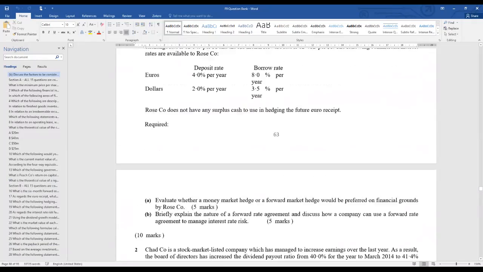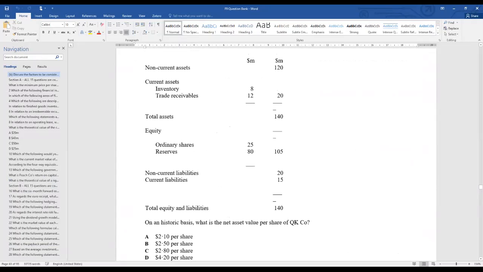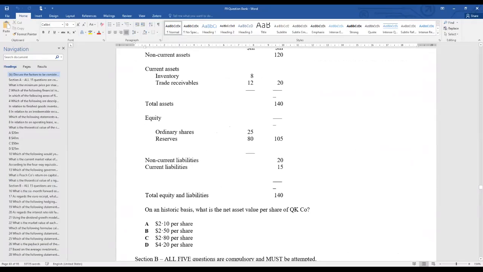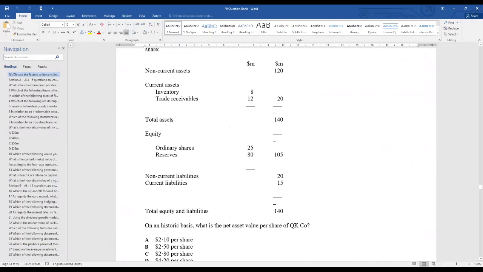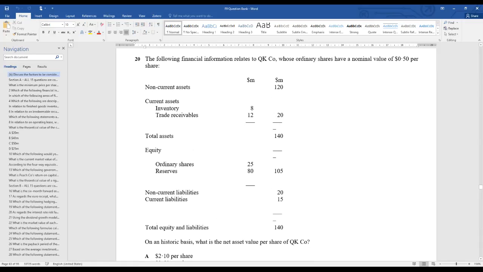Okay, I think they are different. It's called QK company. Here it is, QK company. So you mainly have to get the NAV per share for this company. Very easy. Total assets of the company is equal to 140 minus total liabilities, which is 20 minus 15. 140 minus 20, that is 120 minus 15, which is 105. Therefore 105 million is the company's total NAV.